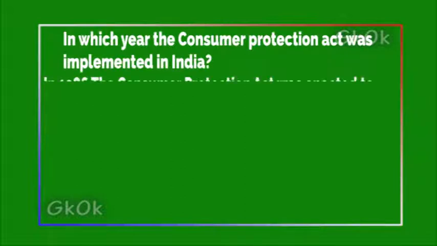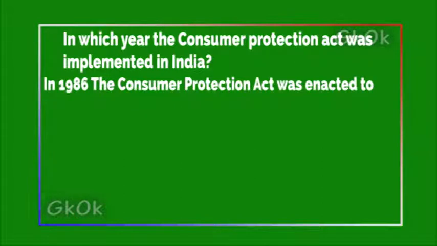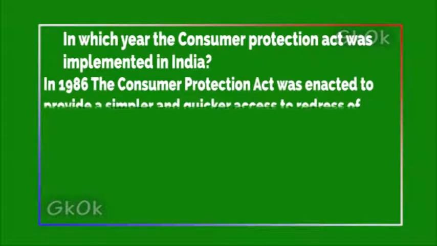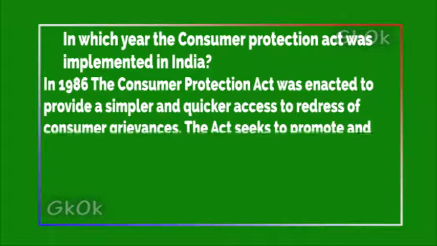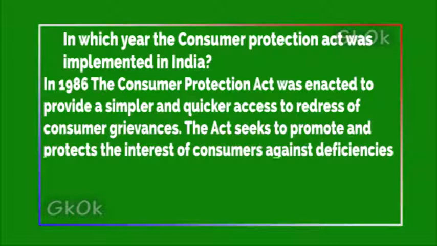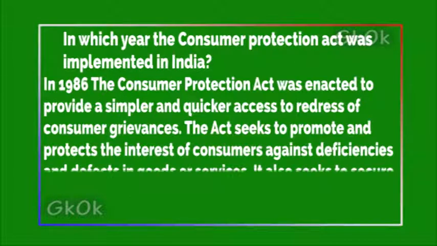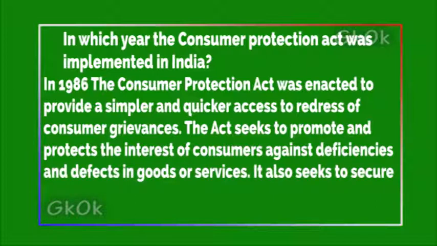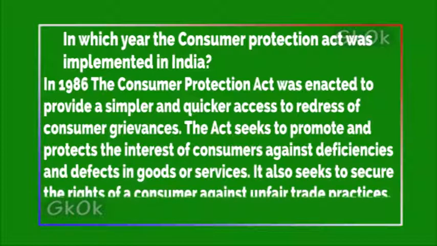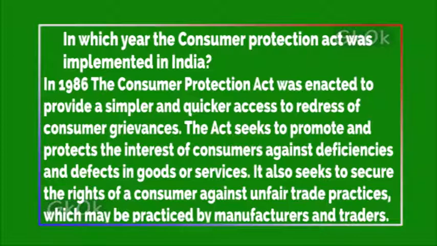In which year was the Consumer Protection Act implemented in India? In 1986, the Consumer Protection Act was enacted to provide simpler and quicker access to redress of consumer grievances. The Act seeks to promote and protect the interest of consumers against deficiencies and defects in goods or services. It also seeks to secure the right of a consumer against unfair trade practices which may be practiced by manufacturers and traders.